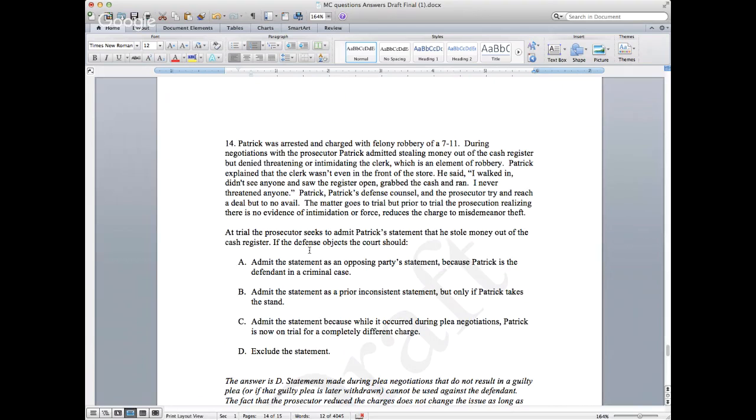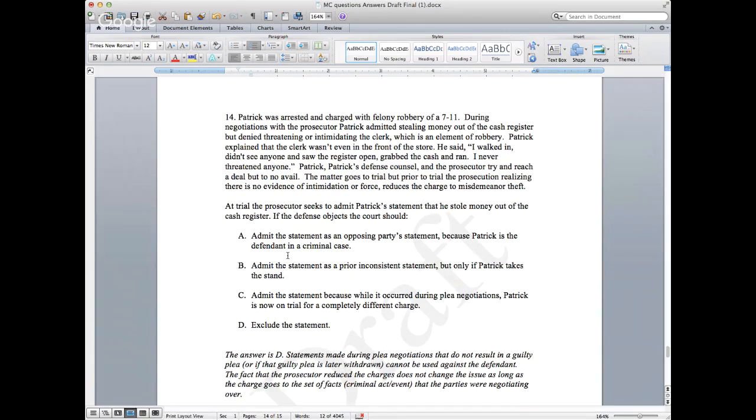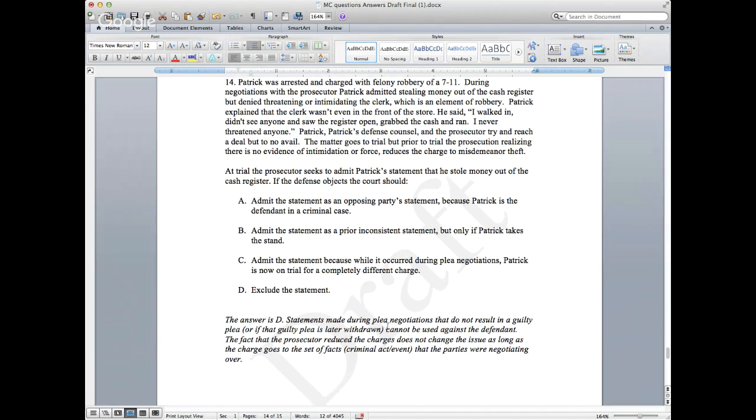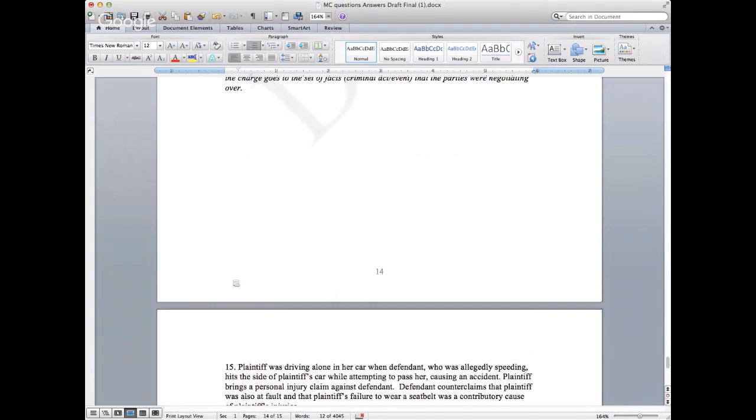So we're looking for the defendant's objection. We're looking for just exclude the statements because it happened during plea negotiations. And that's what D says. Exclude the statements. I think this is 410. Does everybody get that? Does anybody want me to go over that a little bit more? It seems pretty clear. All right, number 15.